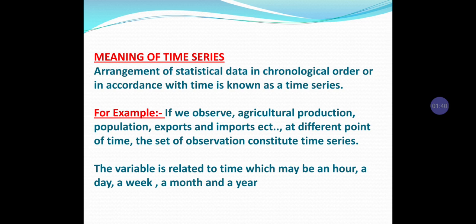Next, the variable is related to time, which may be in an hour, a day, a week, a month or a year. So the data we take will be between the first hour to second hour, third hour to fourth hour, fifth hour to sixth hour. In our case, in a hospital, how many patients are coming in the first hour, second hour? At 8 to 9, how many patients are coming? Then 9 to 10, how many patients are coming? As you know, in shops also, daily, weekly, monthly records go on like that.